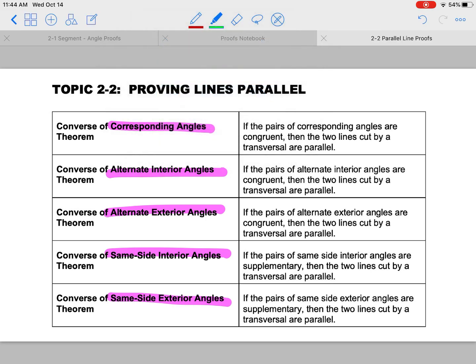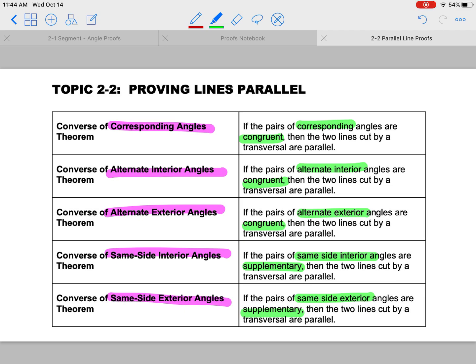Remember, anytime you have corresponding angles, the relationship is that they're congruent. Alternate interiors, congruent. Alternate exteriors, congruent. Same side interiors, supplementary. Remember, they add up to 180. Same side exteriors, supplementary. So before, when we talked about parallel lines and transversals, we said that if the lines are parallel, then those corresponding angles would be congruent. We started with the parallel lines, and then we saw the relationship of congruent or supplementary.